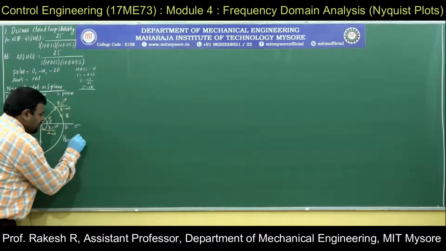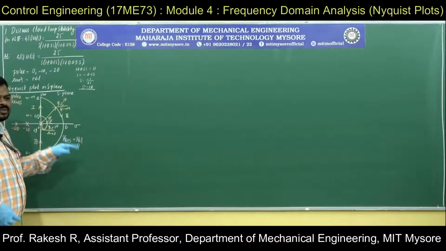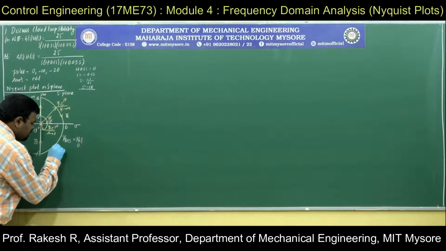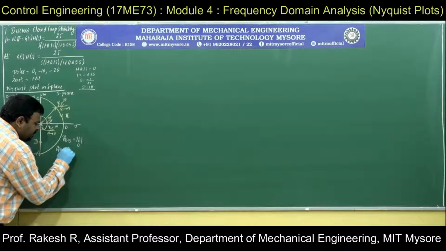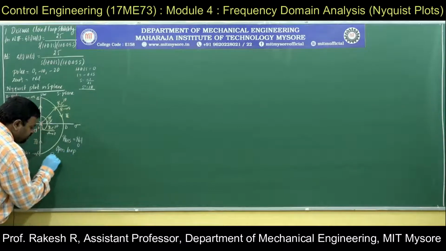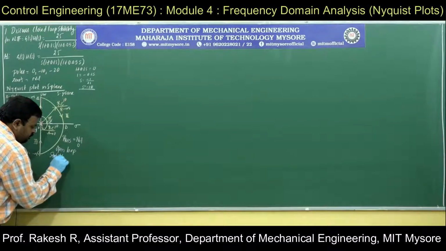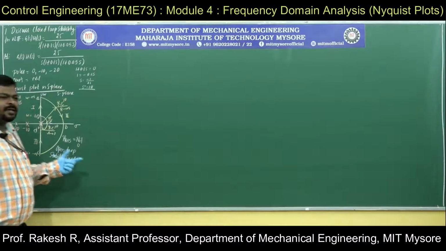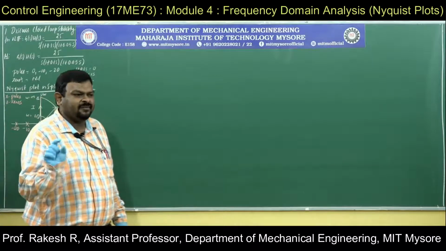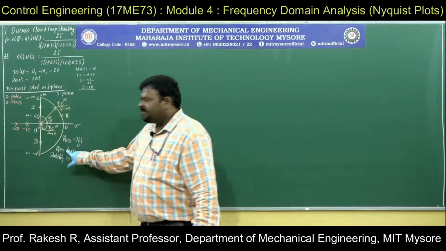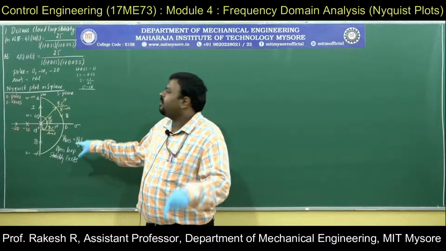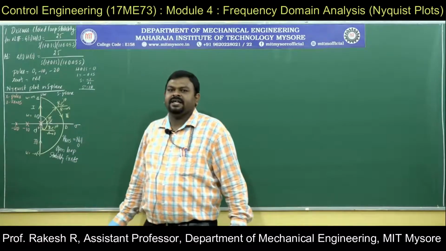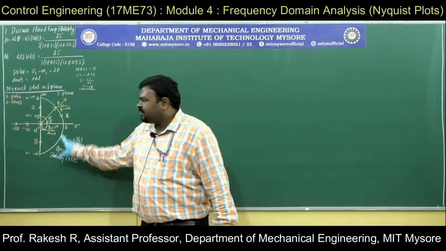Sometimes you can write 0. There is no pole at the origin, hence open loop stability exists. The problem will not stop here. This is just the data we need. Here we need to analyze this plot for closed loop stability. Hence the problem will not stop here.